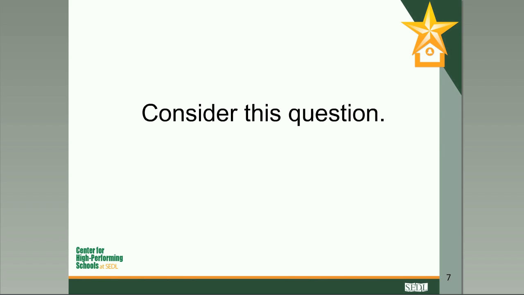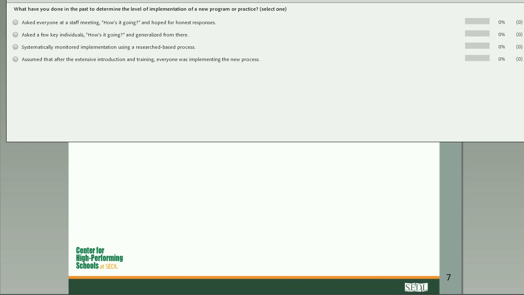What have you done in the past to determine the level of implementation of a new program or practice? What we're going to do at this point is to pull up a poll for you to look at. Let me repeat the question: what have you done in the past to determine the level of implementation of a new program or practice? You'll see that there are some buttons where you can make a vote there. So if you would take a moment to respond, we'll talk about the results when the poll closes.